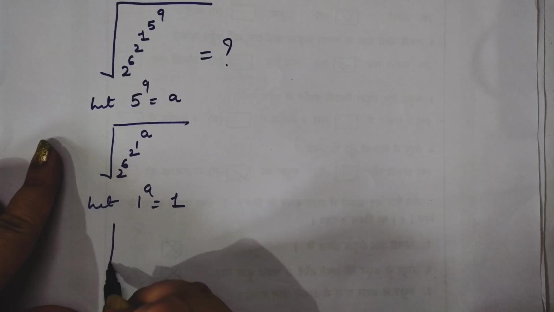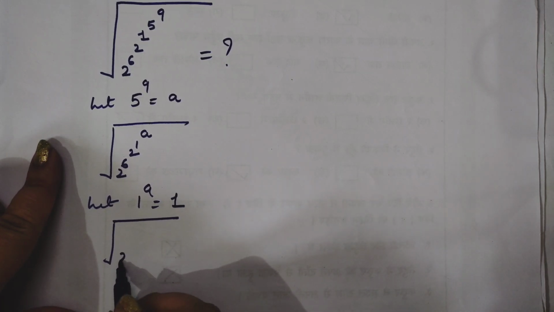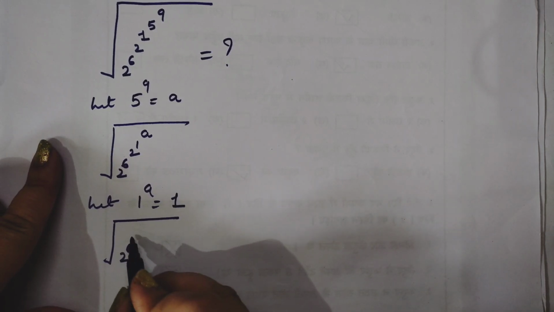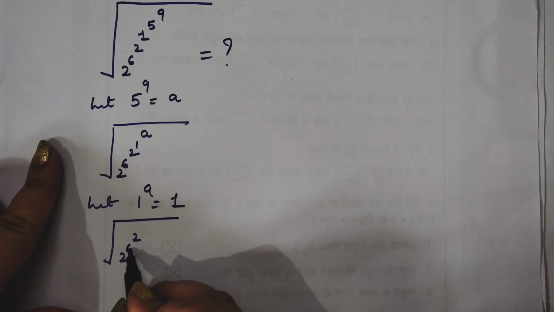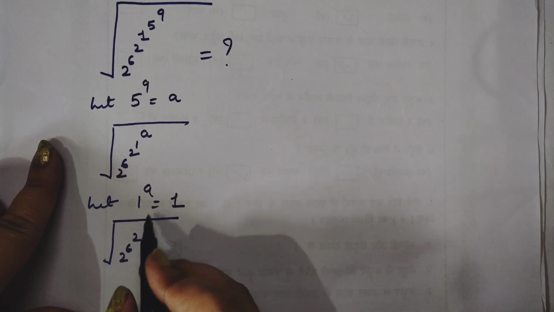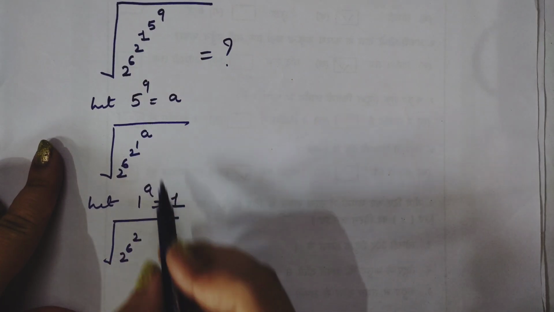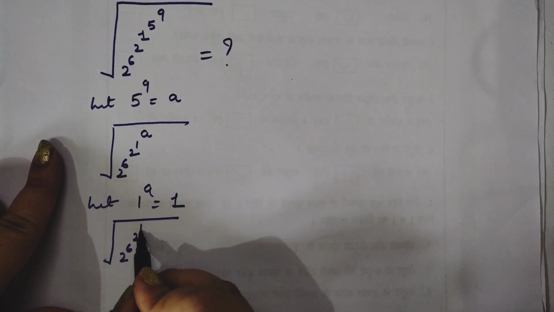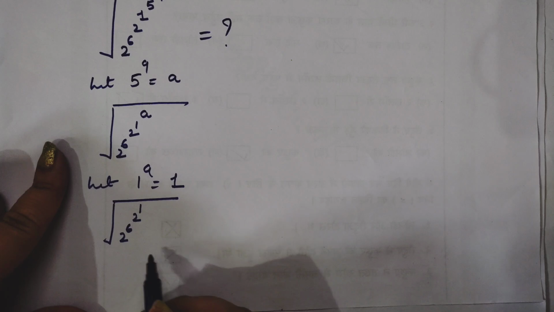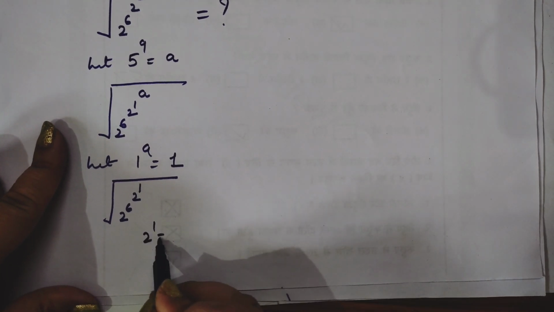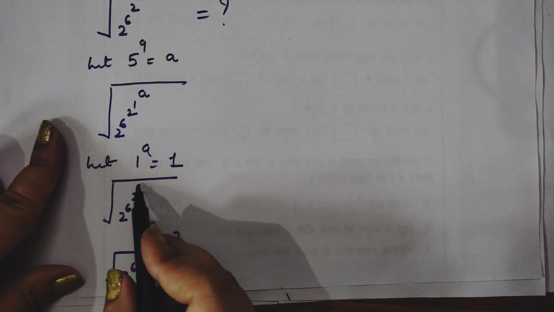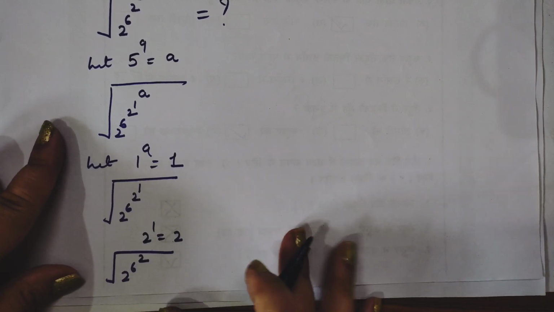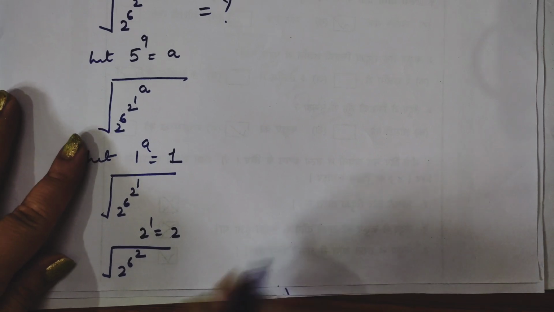Then you can see the result is 2 raised to the power 6, raised to the power 2, and 2 raised to the power 1 power a. 1 power a we will assume as 1, so we'll write here 1. After that everybody knows 2 power 1 is 2. So instead of 2 power 1 we'll write only 2.